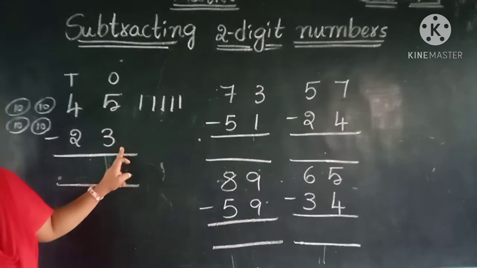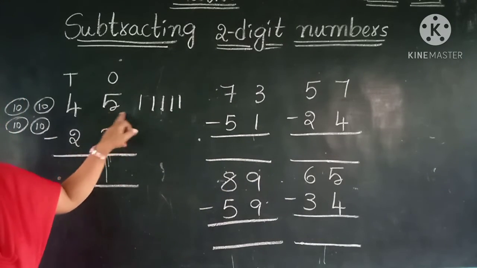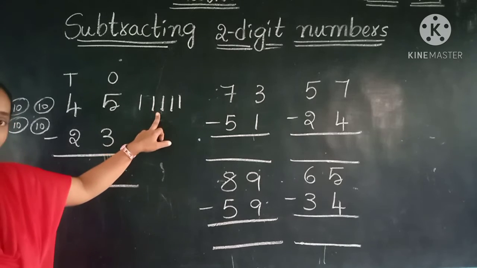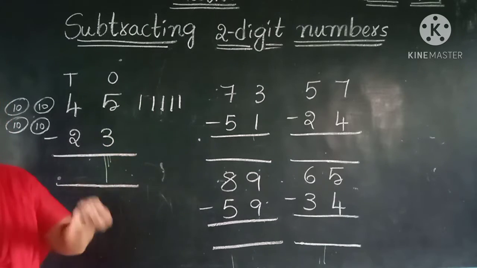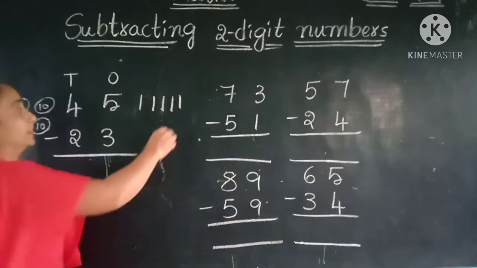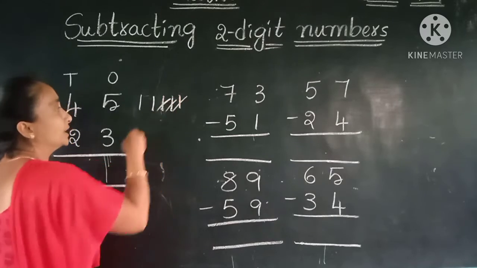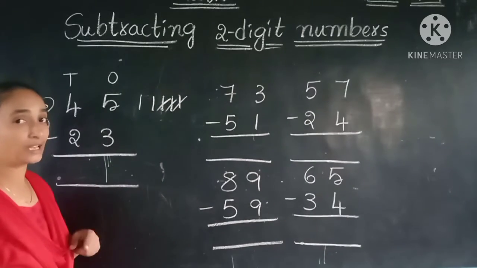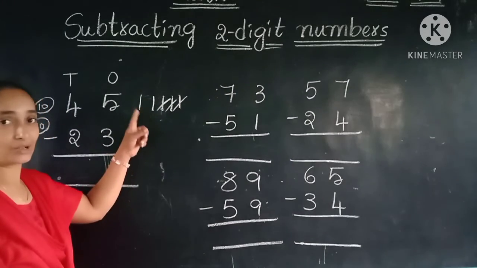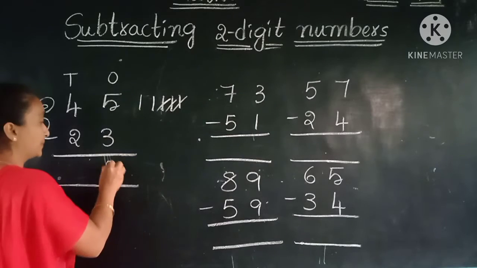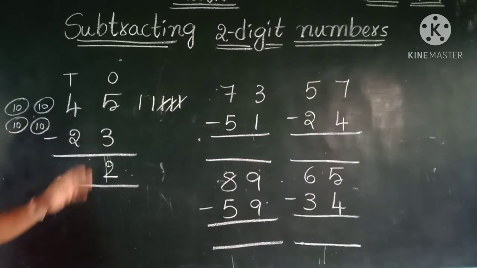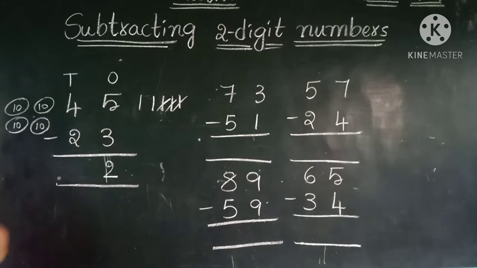So ones. Now 5 ones are there. From that 3 idlis were eaten. That means 1, 2, 3. 3 were eaten. How many are left now? Yes. 1, 2. 2 ones. So 2 ones are there. In the ones place, 2 ones.